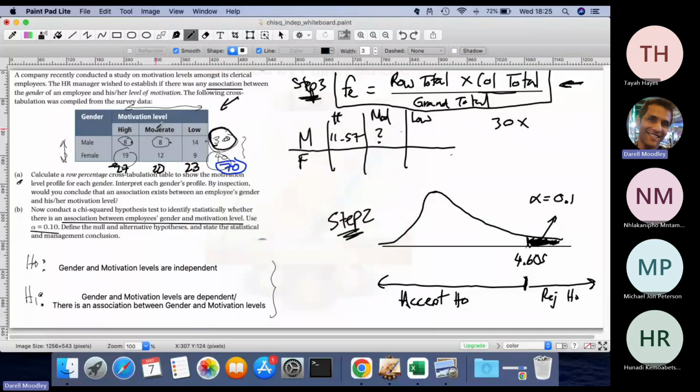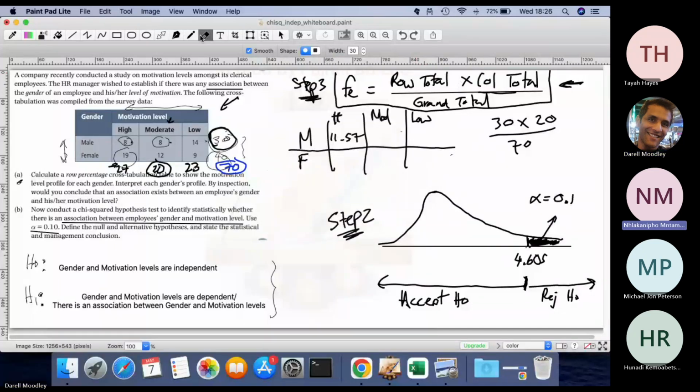Times the column total. And now we're on moderate. So now we're in the middle column. Moderate, the total for that is 20. So 30 times 20 over the grand total, which is 70, the blue number. And if you work that out, you get a value of, tell me now, 8.57. 8.57.